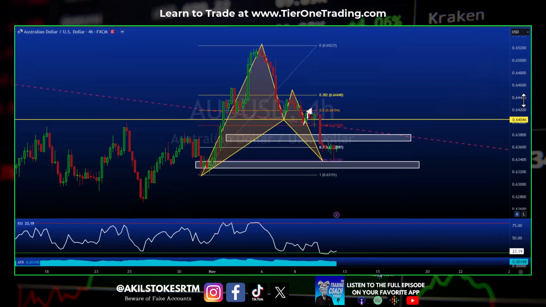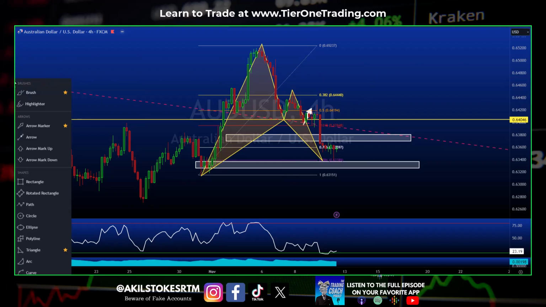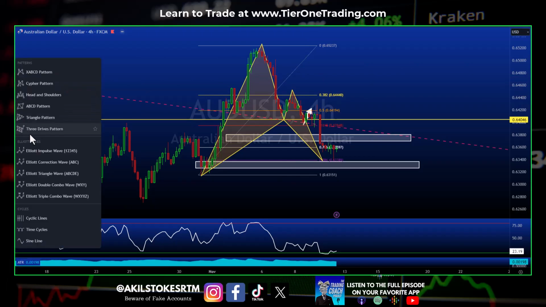Next up is Aussie dollar. This was another one we were tracking during the week. We're looking at a head and shoulders pattern. I erased some of it to keep my charts looking nice, but I'll draw it back on for you guys so you can see it, if I can find the tool.